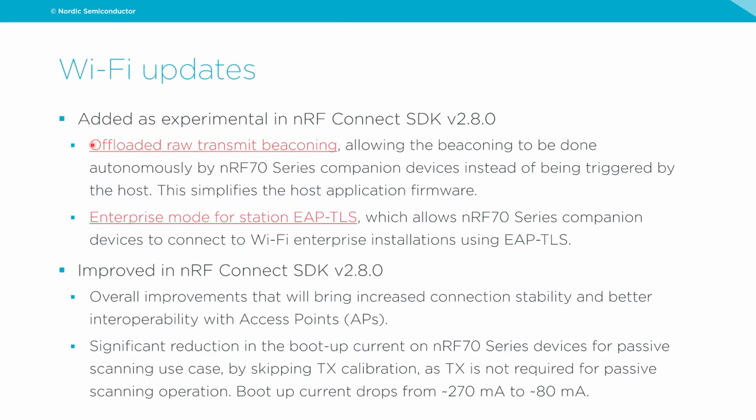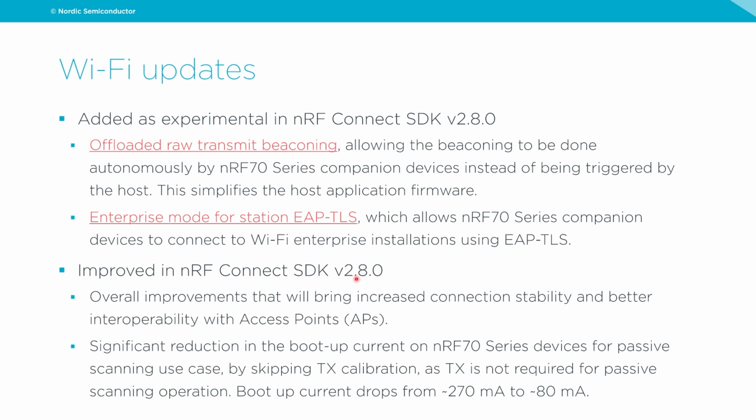Okay, so on nRF Connect 2.8, we added offloaded raw transmit beaconing. So this basically simplifies the host application firmware a little bit, because it allows the beaconing to be done autonomously on the nRF70 Series companion device instead of being triggered by the host. We also added an experimental enterprise mode for station, EAP-TLS, which means that you can now use the nRF70 Series companion IC to connect to Wi-Fi enterprise installations.